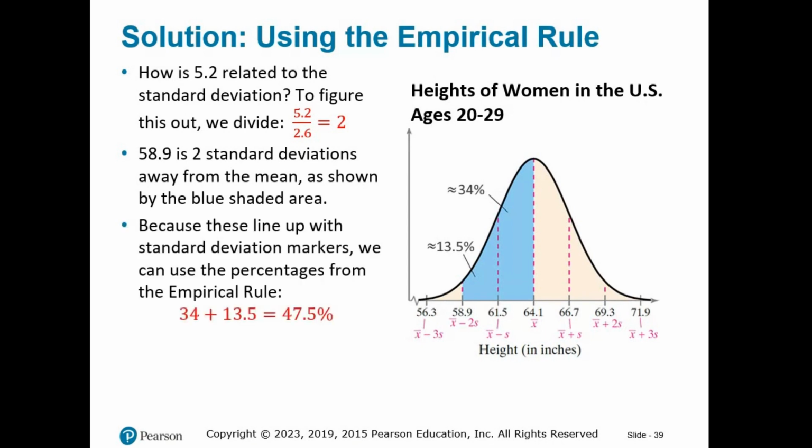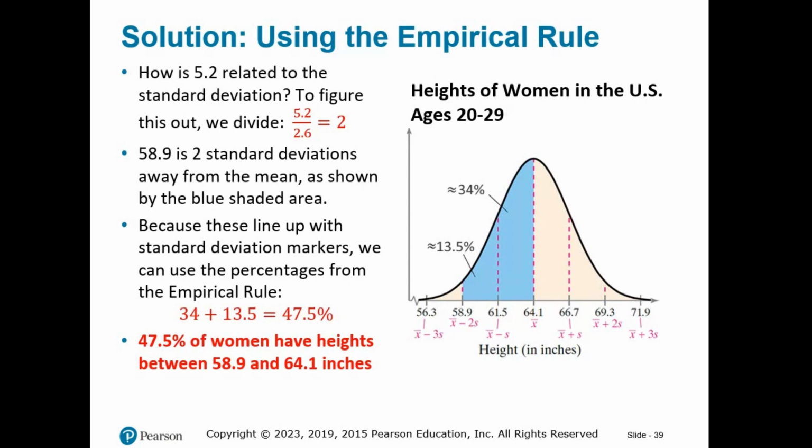Because our numbers line up nicely with the standard deviation markers, we can use the percentages from the empirical rule, which say that 34% of the data lies between the mean and the first standard deviation below the mean, and 13.5% of the data lies between the mean and the second standard deviation below the mean. We can now add those and get 47.5%. This means that 47.5% of women have heights between 58.9 and 64.1 inches. The empirical rule helps us quite a bit. Just knowing the shape and a few statistics gives us a lot of information about the distribution as a whole.